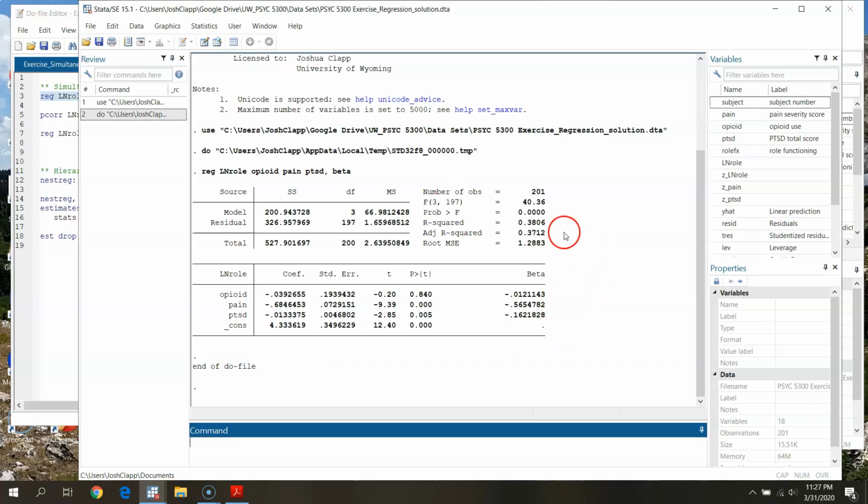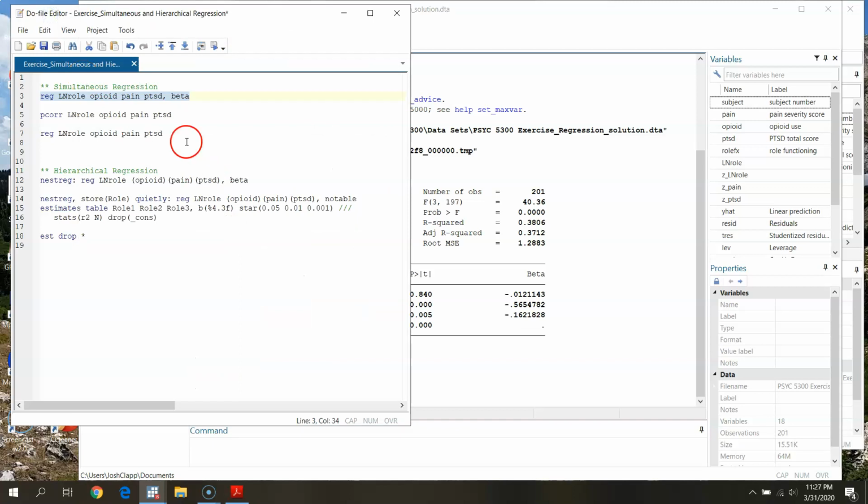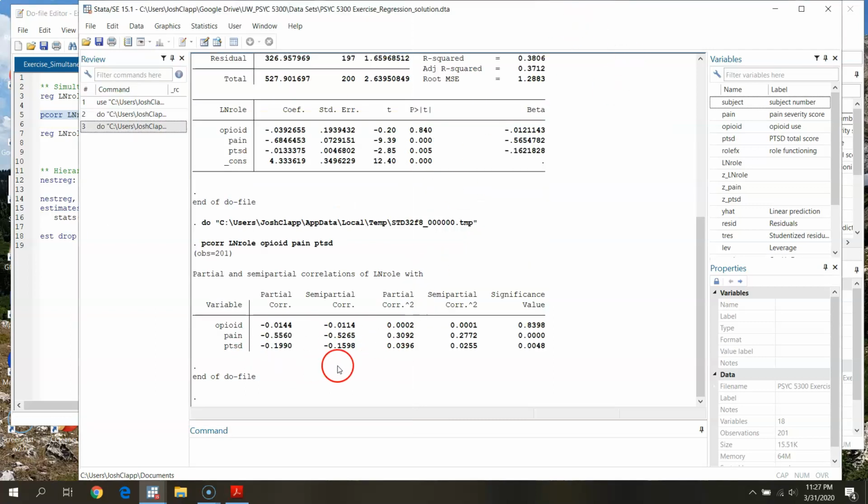Okay, so this is what we get with our standard output in Stata. The one thing we might want to do is take a look at our effect sizes. So in Stata, the way we would do that, we take our same model, our same variable list, natural log of role functioning on opiate use, pain, and PTSD, but instead of regress, we substitute pcorr. pcorr is going to give us our partial correlations and our semi-partial correlations. So if we run this, we'll see that we now have our partial correlations, semi-partial correlations, squared partial correlations, and our squared semi-partial correlations. Okay.